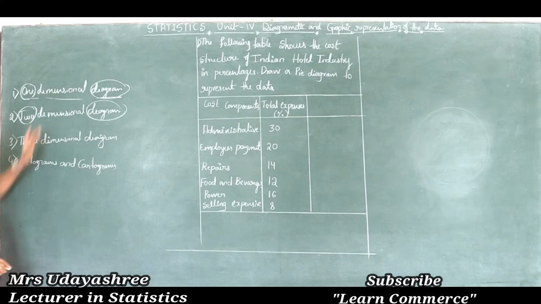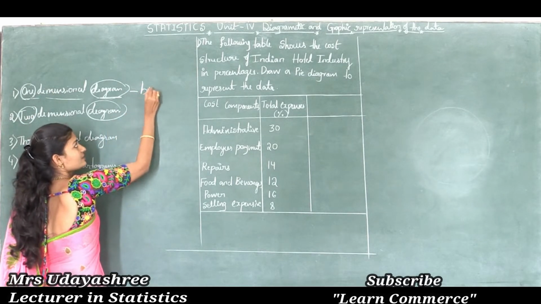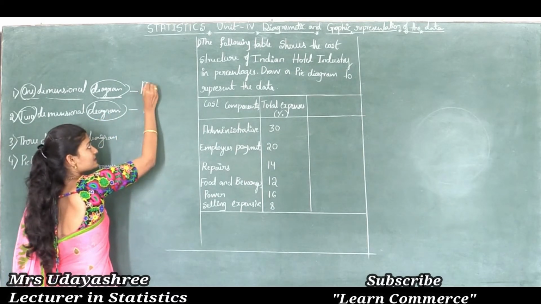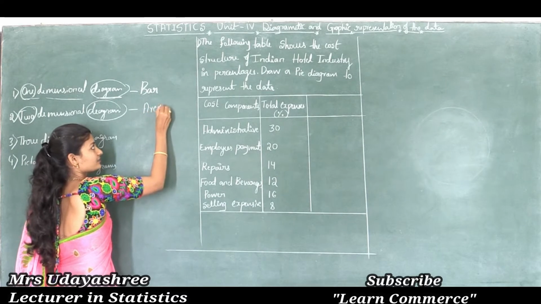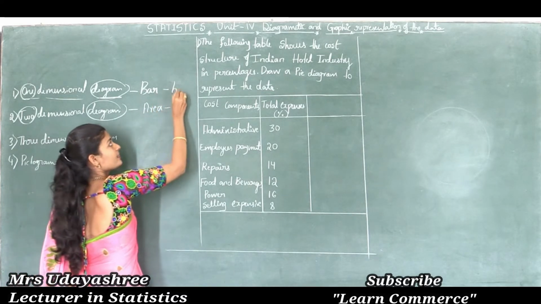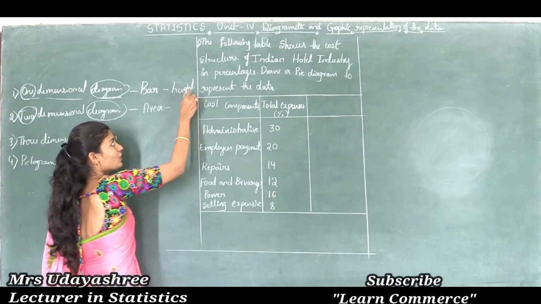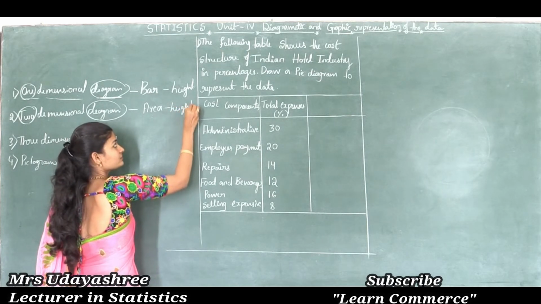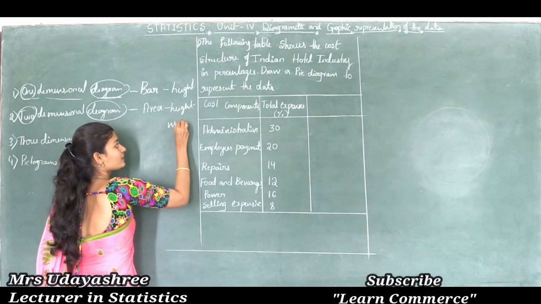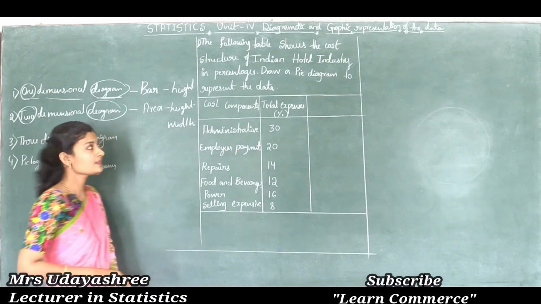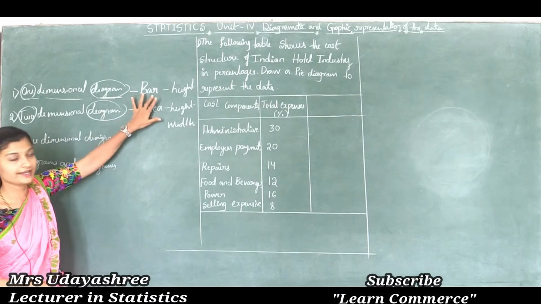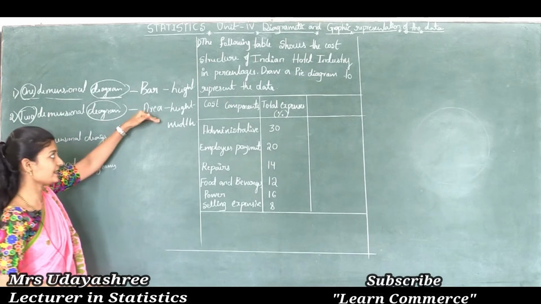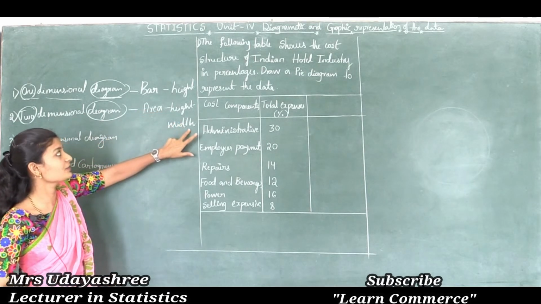And we know that one-dimensional diagrams are bar diagrams, and two-dimensional diagrams are area diagrams. This is bar diagrams, this is area diagrams. In bar diagrams the height or length of the bars is considered, and here the height and width of the bars are considered.